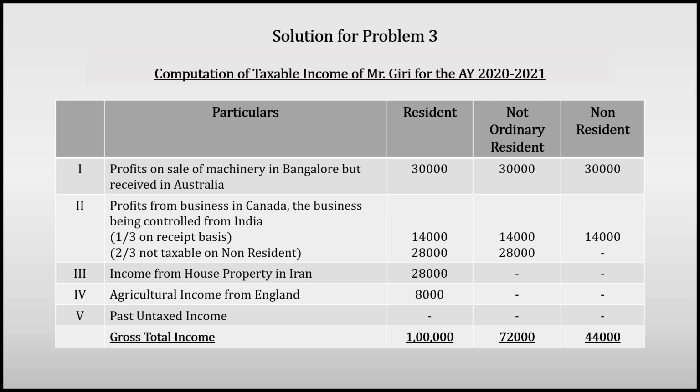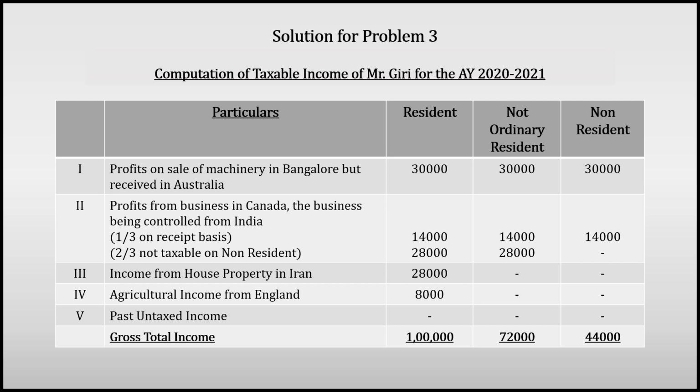The first point says profit on sale of machinery in Bangalore but received in Australia. Because the thing is happening inside our country, accrual is happening inside India, we take it as an Indian income, and hence it is charged for all three statuses: resident, not ordinary resident and non-resident. Because the profit on sale is happening in Bangalore, we are considering it as an Indian income.